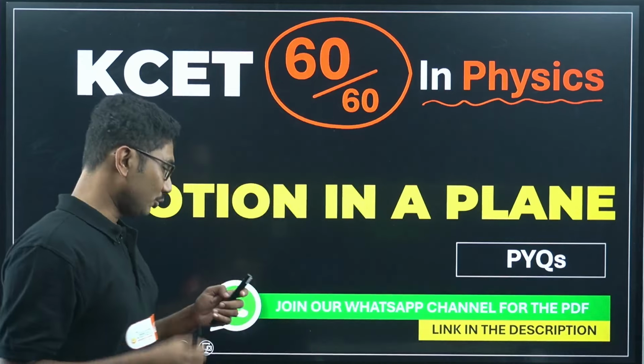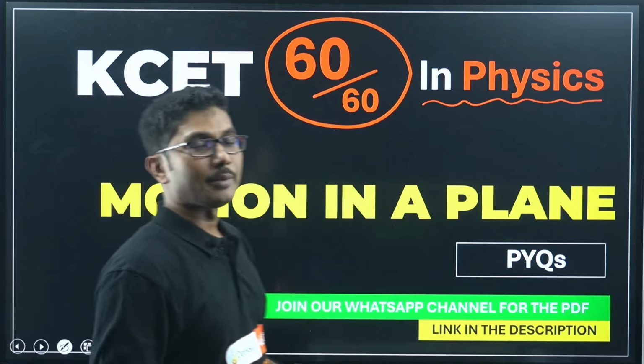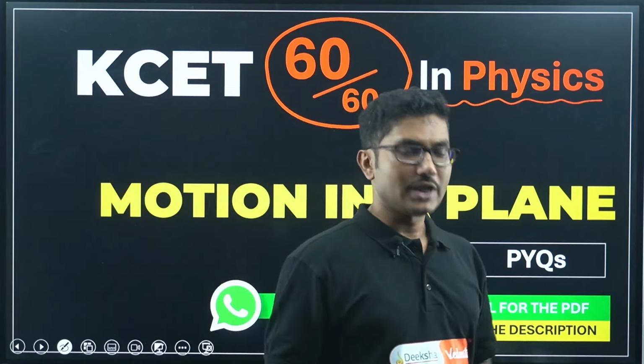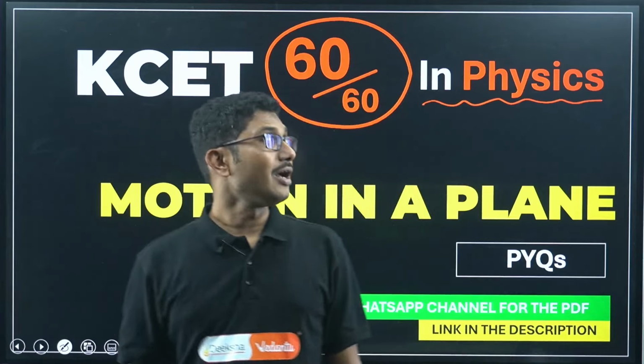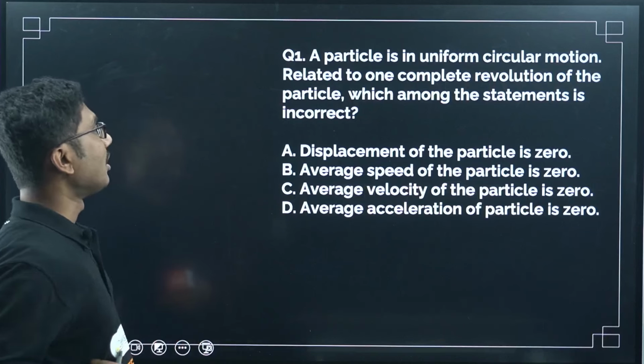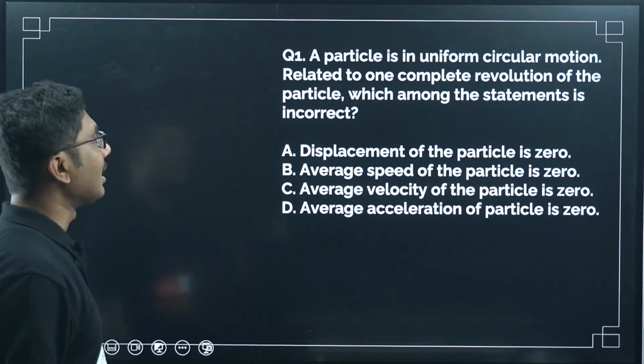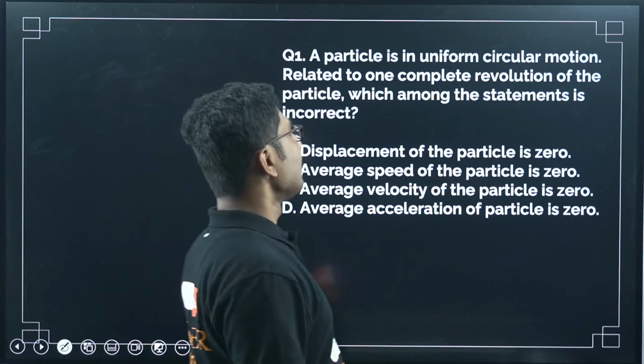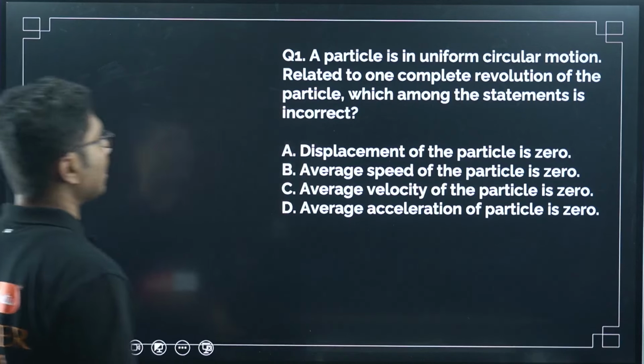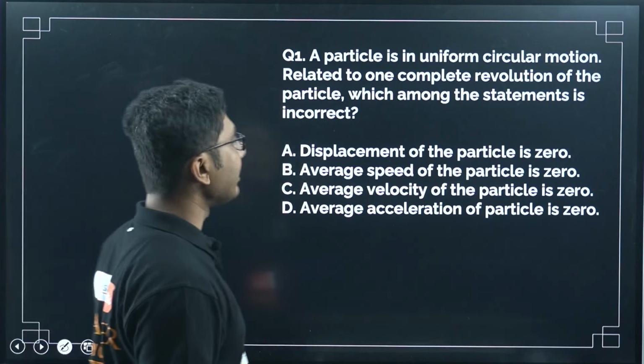Now today we are going to discuss motion in a plane's previous year questions. So let's start with the first question. A particle in uniform circular motion, related to one completed revolution of the particle, which among the statements is incorrect?